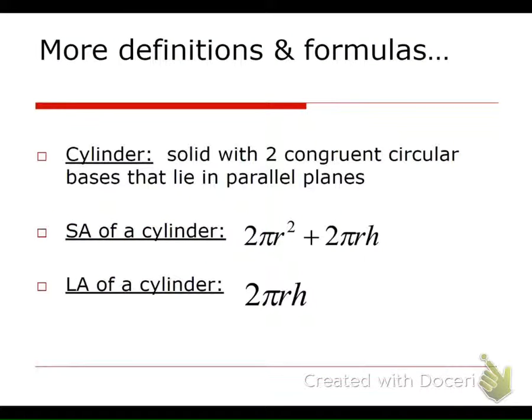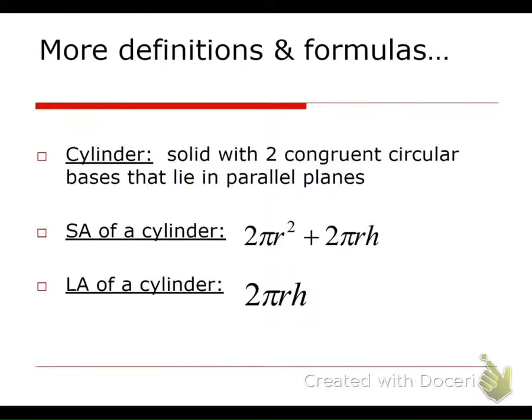You see, you have a cylinder. We talked about cylinders the other day, yesterday. A cylinder is a solid with two congruent circular bases that lie in parallel planes. So you can think of this as like a can of soup. So the surface area of your cylinder, again, is the top and the bottom and the sides, that lateral area. And the lateral area is just the sides.